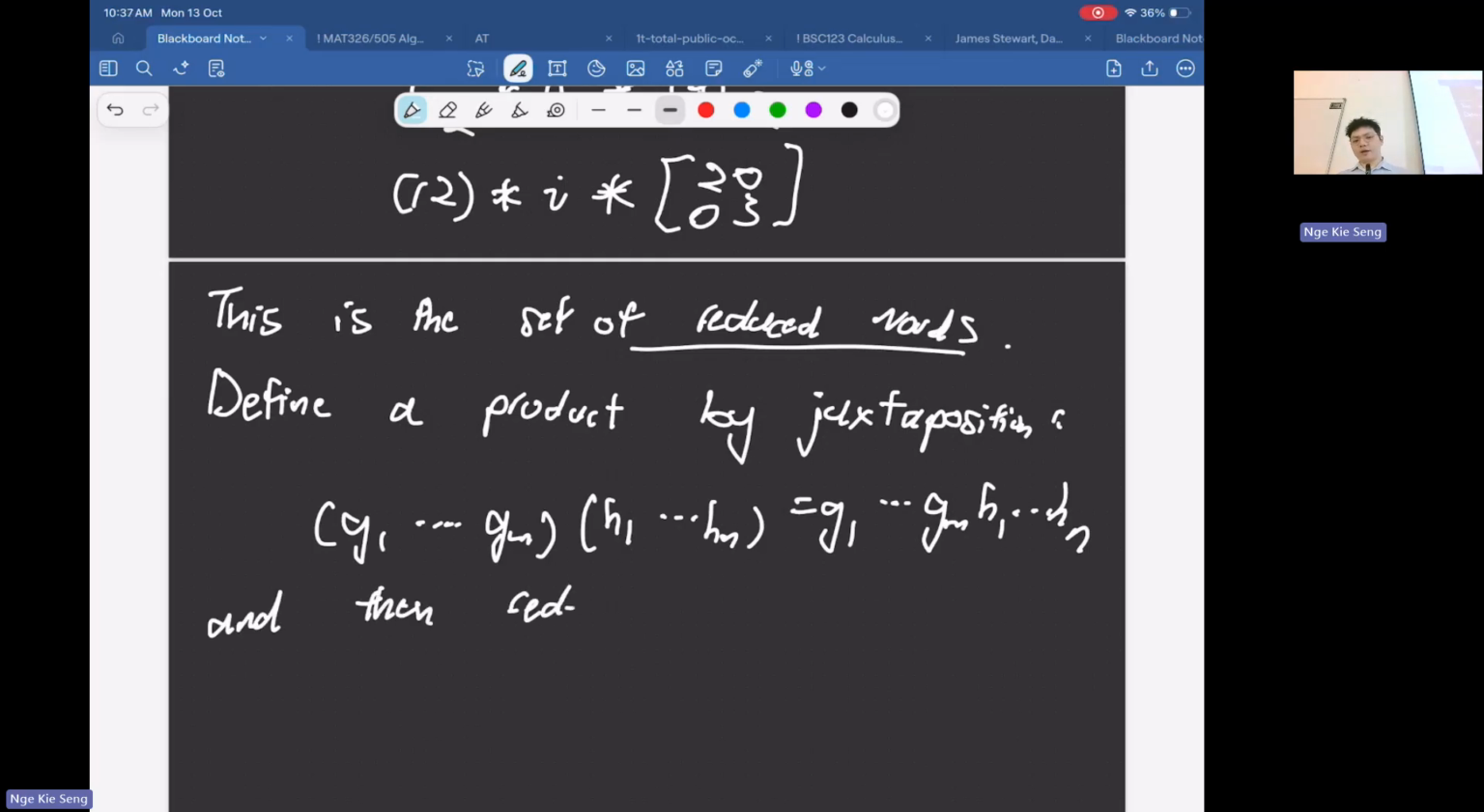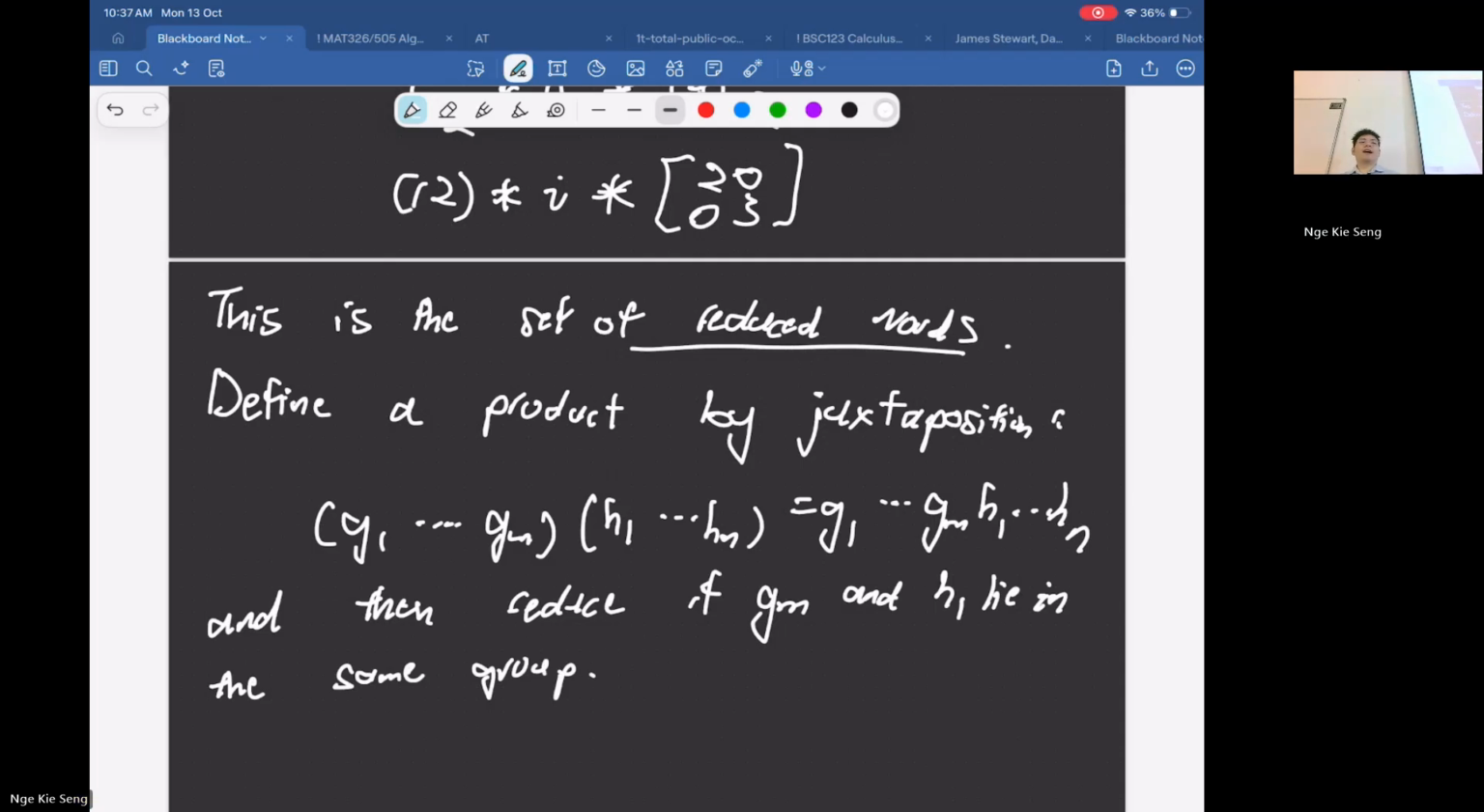So one thing you want to check is whether this is associative or not, and what the identity is. What's the identity? Any identity from one of the groups is an identity. Is it? Is it unique?